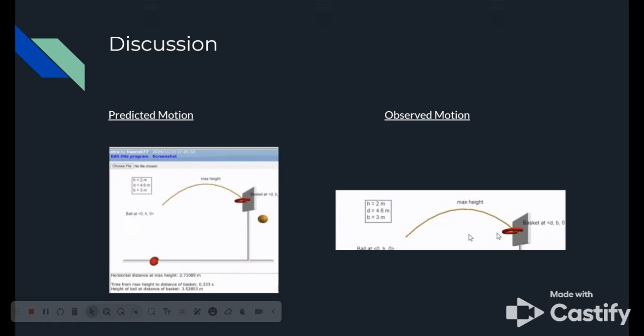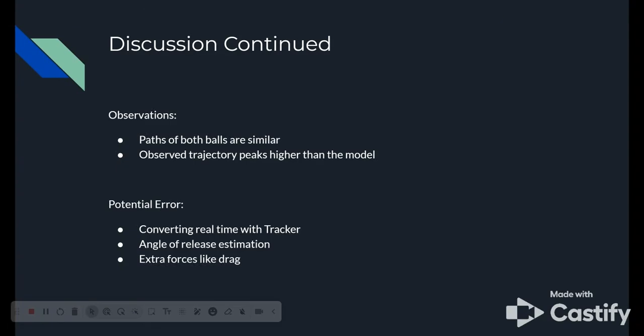So now it's time that we discuss some of the findings here. So first of all, as you can see, the predicted motion looks very similar to the shot in the video. And what this means is that the paths that both of these followed were pretty similar. This means that the observed and computational models were relatively similar, meaning that the computational model was relatively effective.